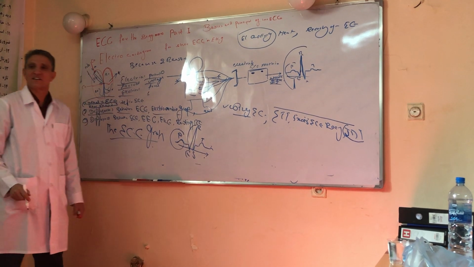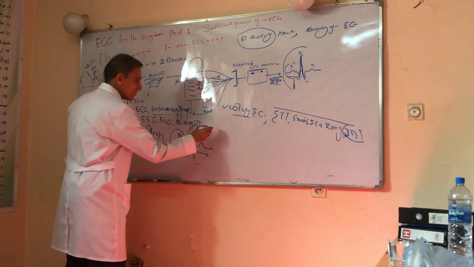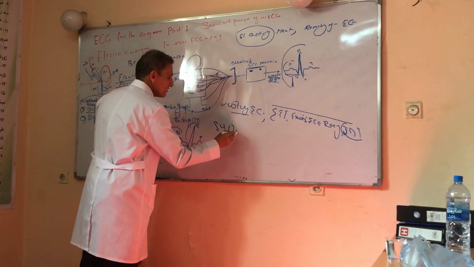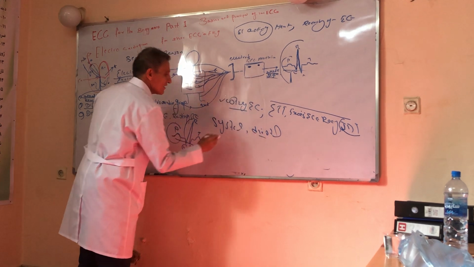What is one cardiac cycle? A rhythmic repetition of the systole and diastole is called cardiac cycle.